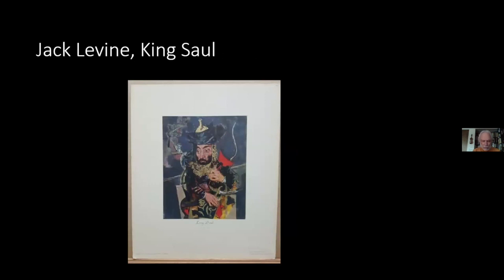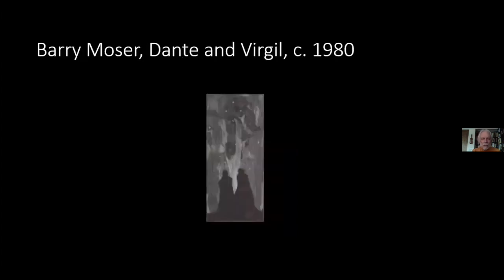Reminds me of a recent political figure. Barry Moser, who did a lot of paintings and book illustrations. Here we have Dante and Virgil. Here they are shown at the bottom. You almost don't realize they're down there, that they're not just mountains. They're there as they are approaching and going into hell to see what's going on there.